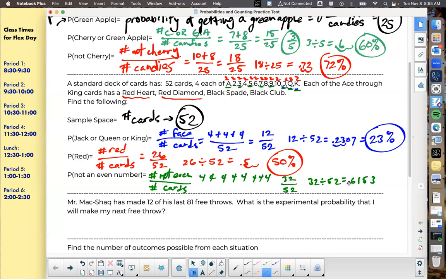0.6153. If I move this over 2 spots, that's going to be 61.53%. This 5 means I'm going to round up. So this would be 62%. And again, I kind of figured this would be the hardest section for some if you're not familiar.